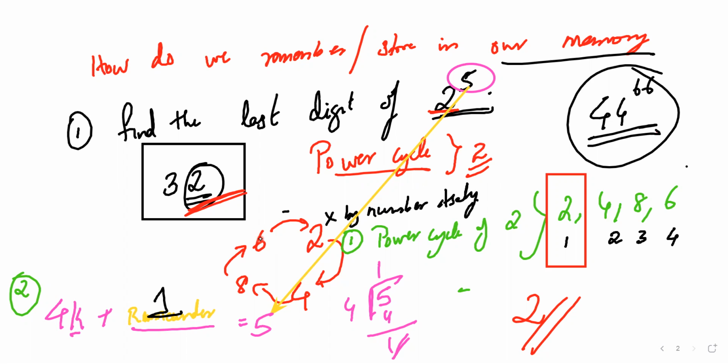Second thing, for every problem, this is same. 4k plus remainder is equal to the degree or power of this. Divide this 5 by this 4. Clear? That's all.